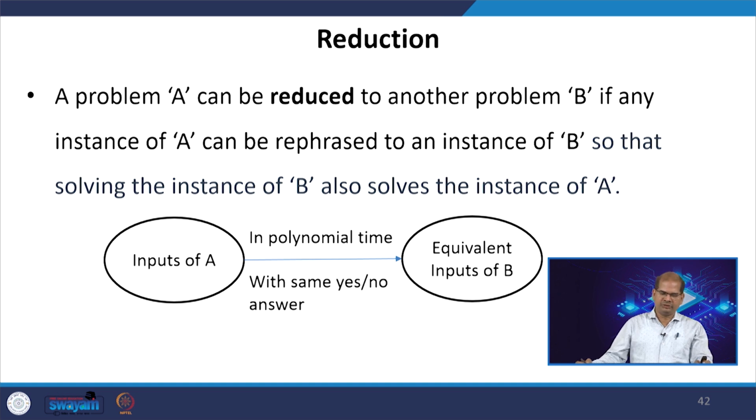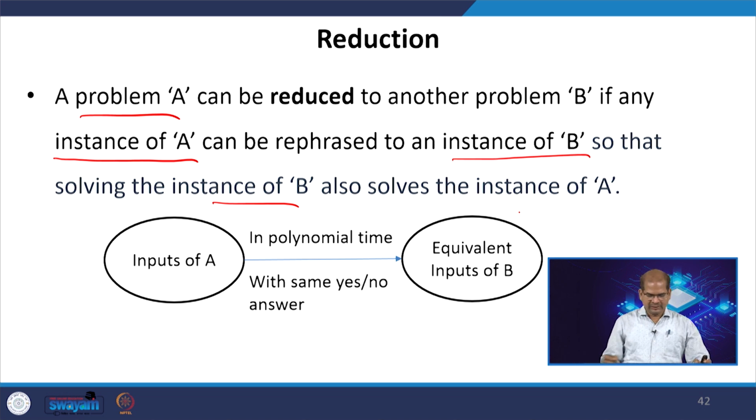Then there is a procedure called reduction. Here you have one problem A, and there is another problem B. We find an instance of A, and we can transform that instance into an instance of B, so that solving the instance of B is the same as solving the instance of A. So, let us say I have an instance of problem A, and I transform it to an instance of problem B. Then if I find a solution to the instance of B, that leads to solving problem A in polynomial time. So, this is called reduction.